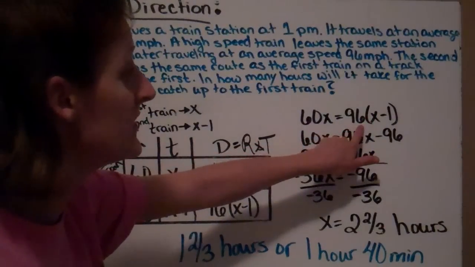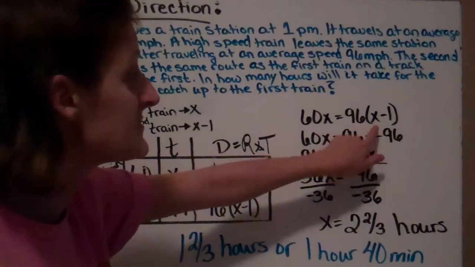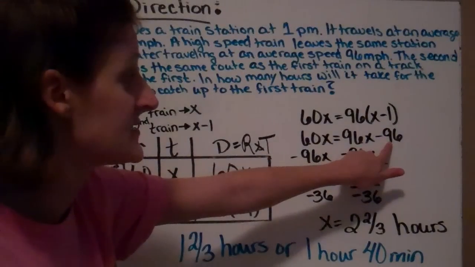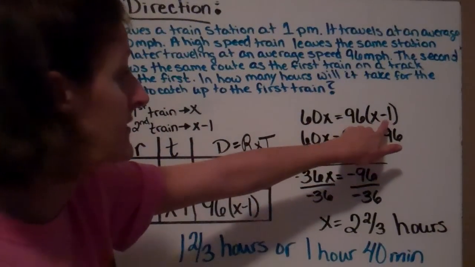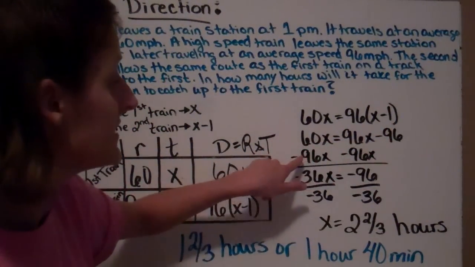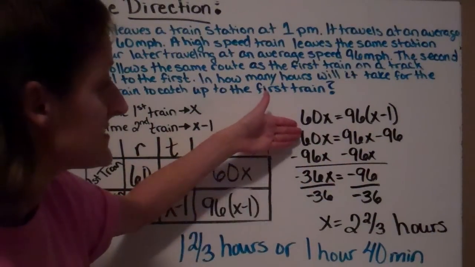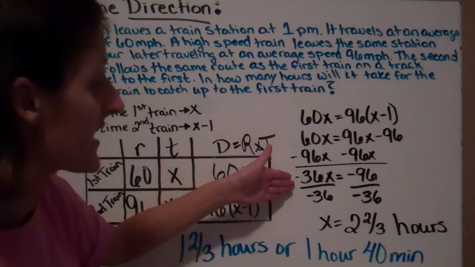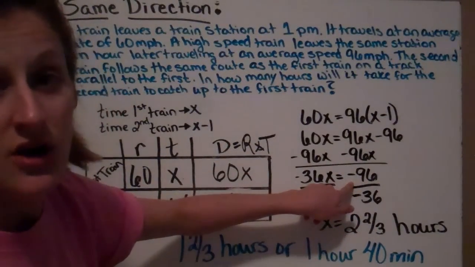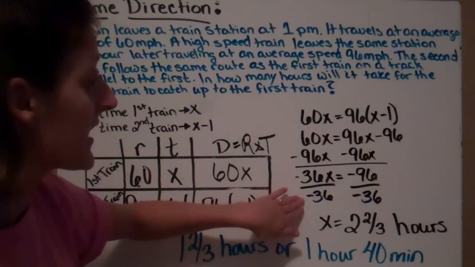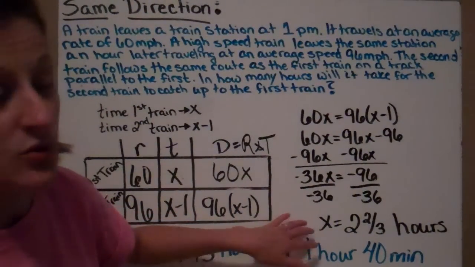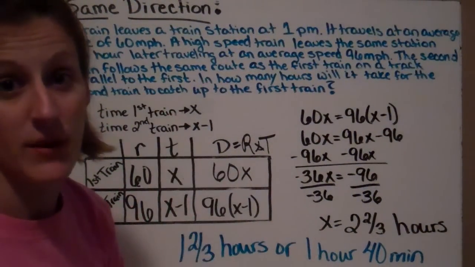So we've got to distribute the 96. 96 times x is 96x. 96 times 1 is 96. And I have a minus because of the minus here. And it still equals 60x. You subtract 96x from both sides. 60x minus 96x is negative 36x. And you're left with the negative 96 over here. Then you're going to divide each side by negative 36. And you get x to be 2 2/3 hours. Or 2 hours and 40 minutes.